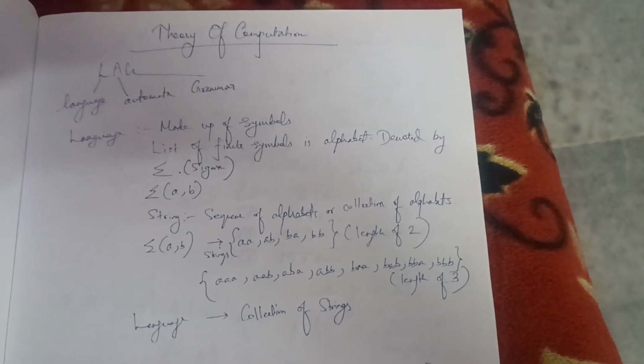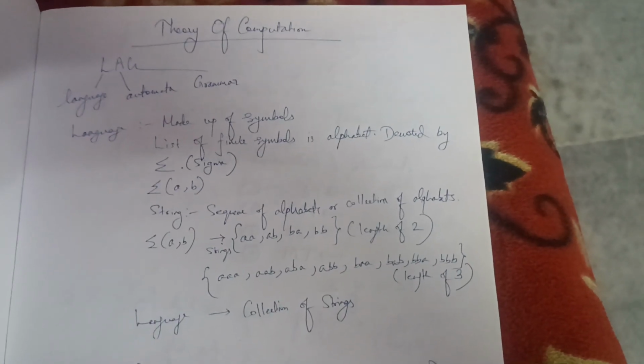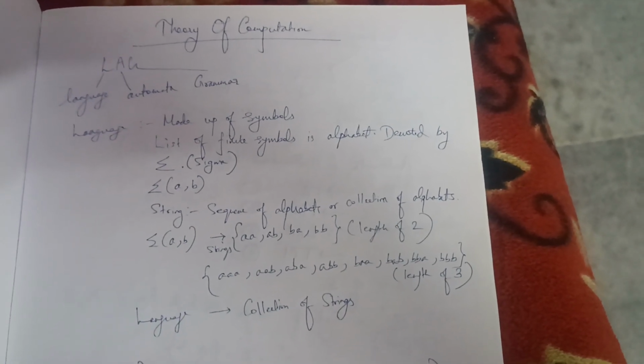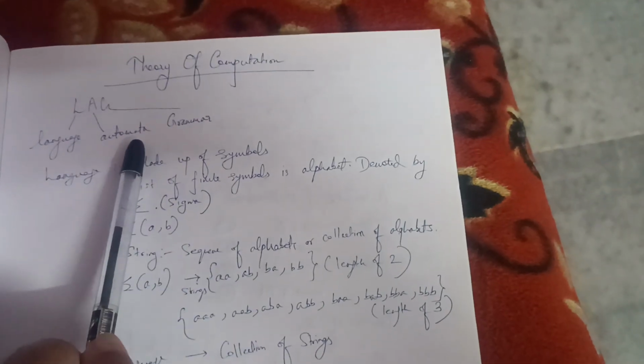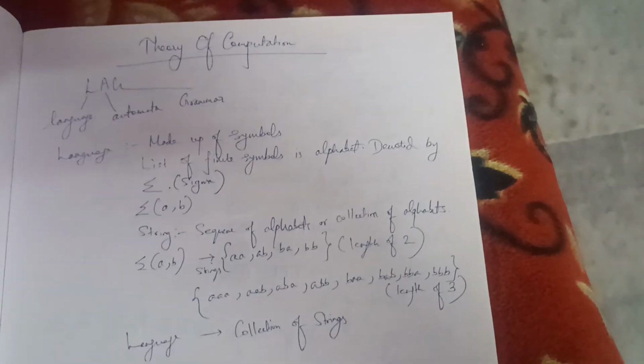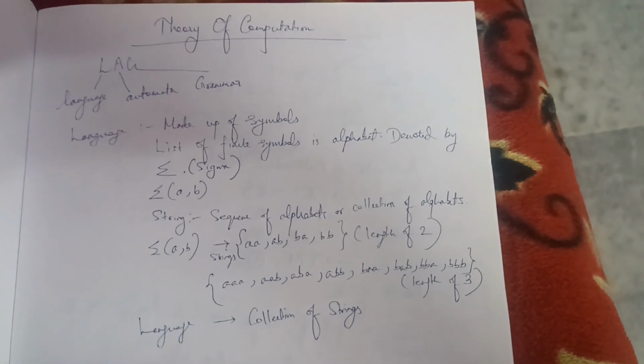What are the basic points of the theory of computation? The theory of computation consists of three main parts: language, automata and grammar. If you know about language, automata and grammar, you will know most of the theory.